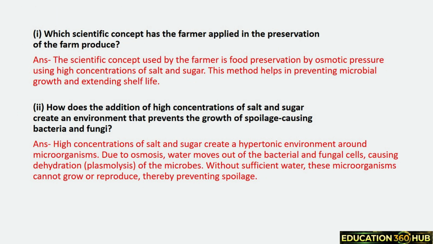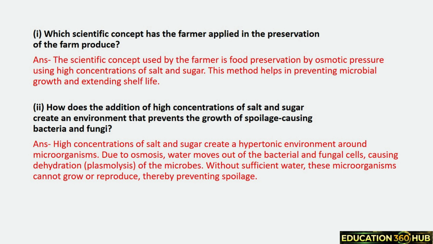First question. Which scientific concept has the farmer applied in the preservation of the farm produce? Answer. The scientific concept used by the farmer is food preservation by osmotic pressure, using high concentrations of salt and sugar. This method helps in preventing microbial growth and extending shelf life.